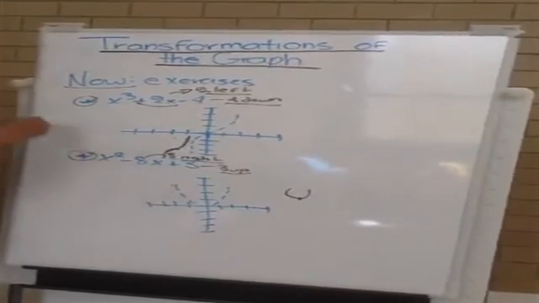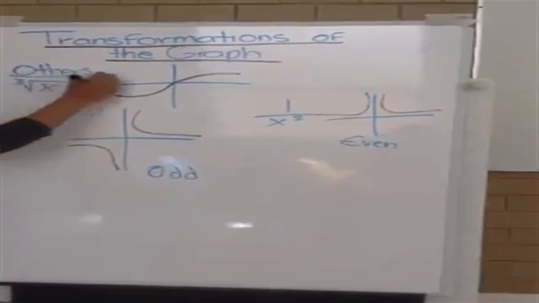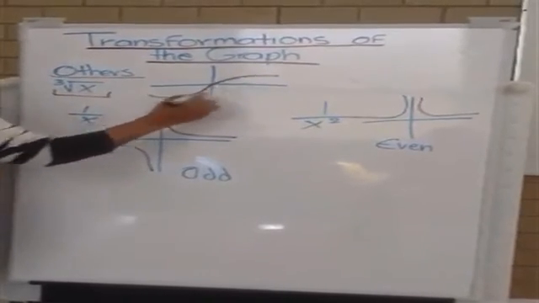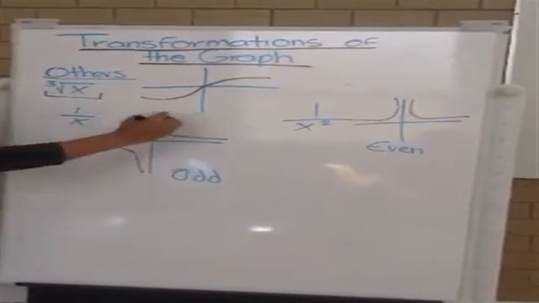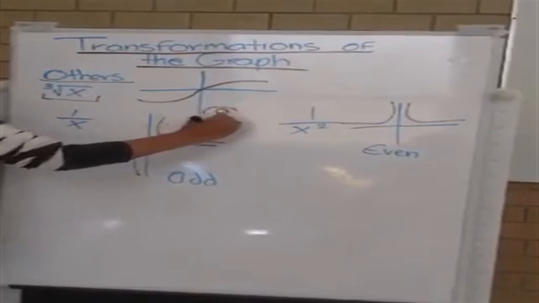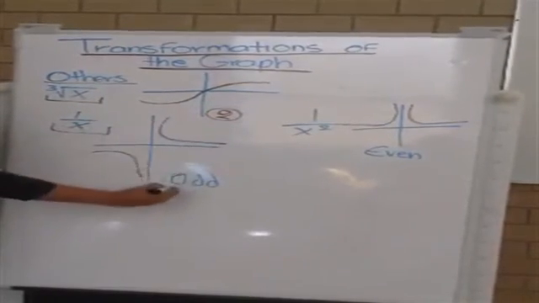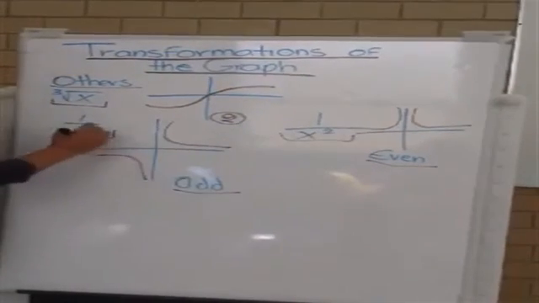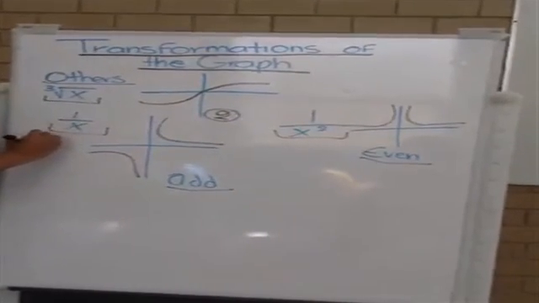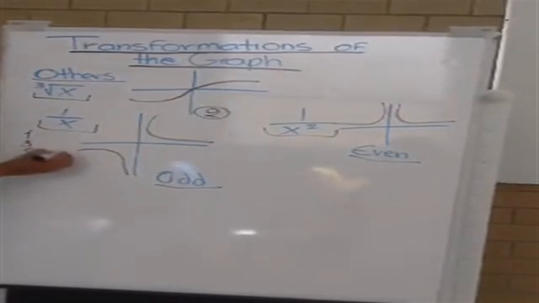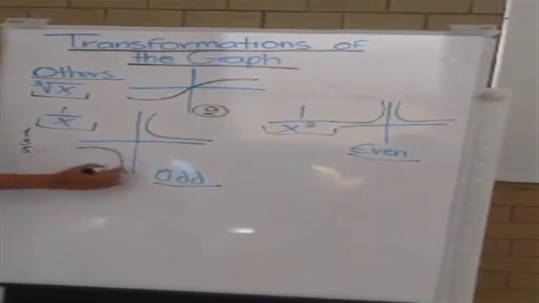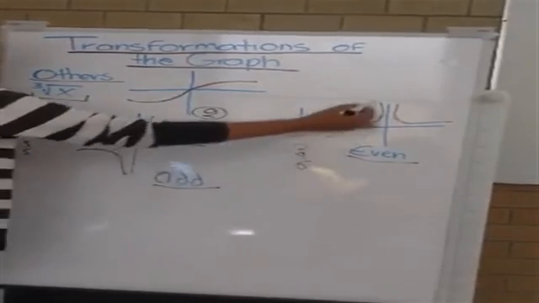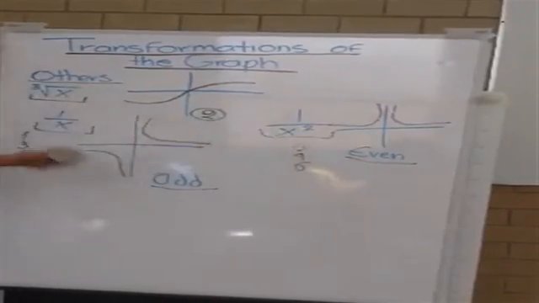Now, we have other examples of other kinds of graphs. First is the cube root of x, and its graph is like this. The others are special cases, and they're called even and odd functions, and their graphs look like this. When you have numbers like 1, 3, or 5, this is the odd graph. When you have 2, 4, or 6, this is the even graph.